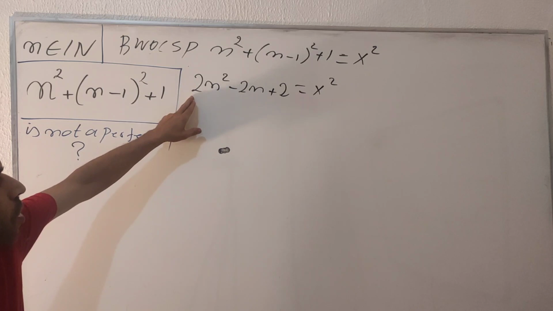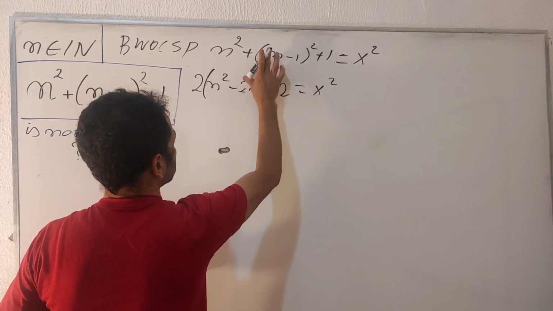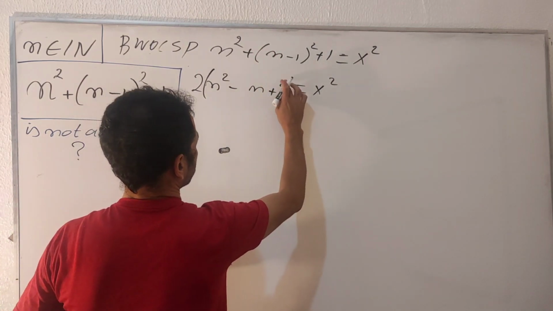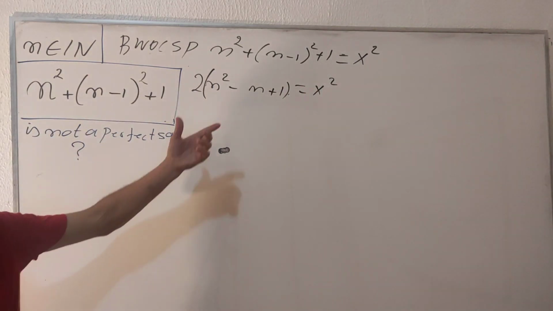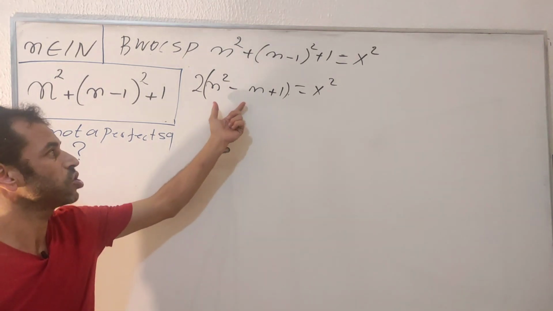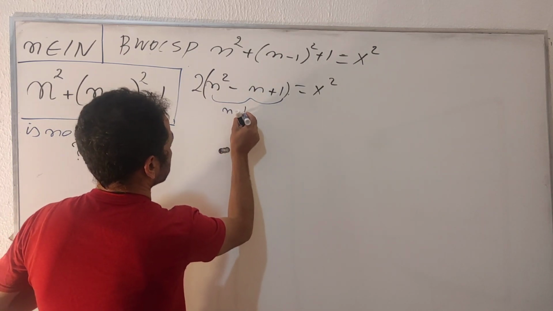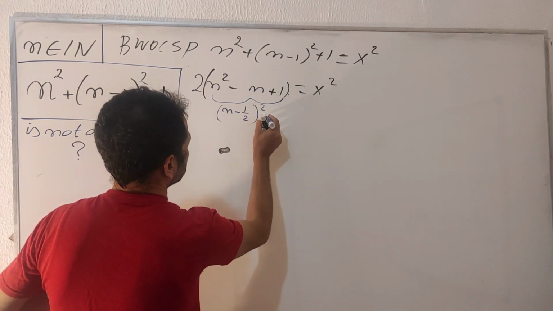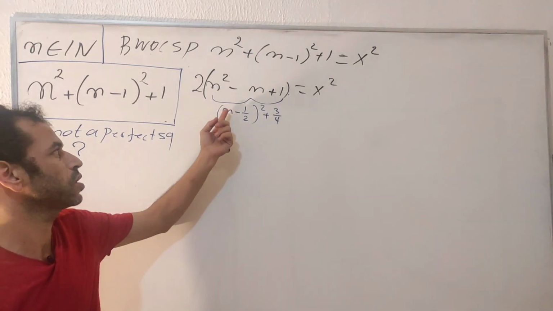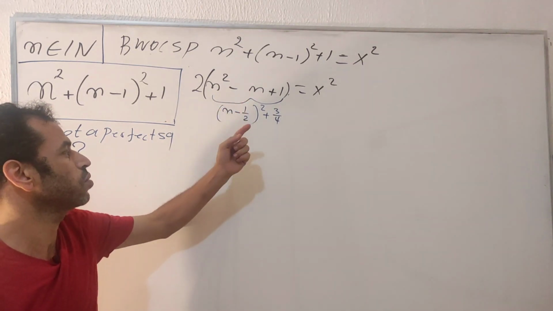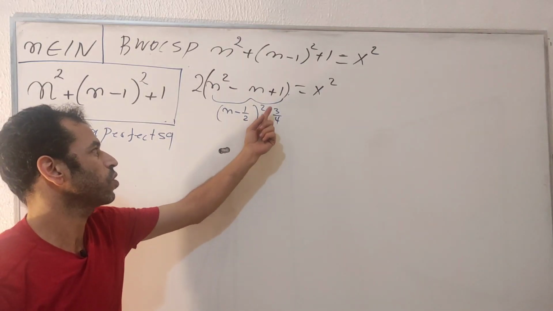Now I see 2 everywhere, so I'm going to take 2 as a common factor. Let's take off the 2 and put 1 as the coefficient, so this equals x squared. Since I have a quadratic here, let's transfer this into a square. This gives us n minus half quinary square plus 3 over 4. Why this one? Because if I expand it, I get n squared as the first term, minus n as the middle term, which is good to go, plus the last term 1 over 4, and plus this 3 over 4 gives us 1.